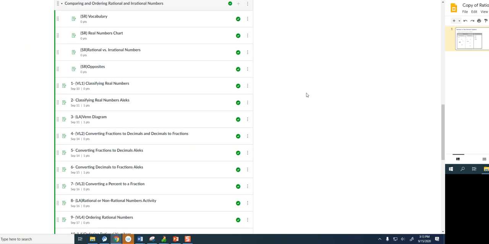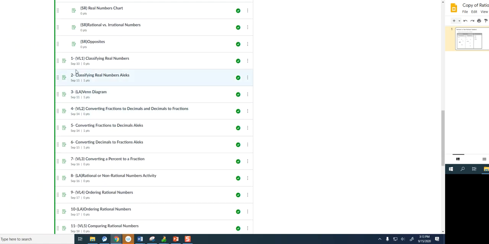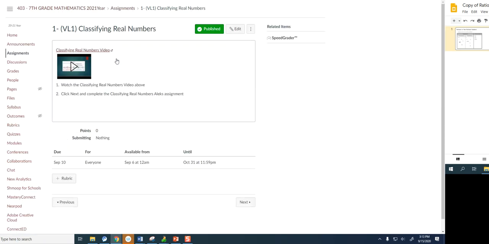And then you can see as we scroll down, number 1 says VL1. The VL stands for video lesson. So video lesson 1, classifying real numbers. They should have done this assignment on September 10th. Okay, you can see that it's marked September 10th.